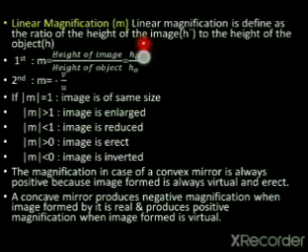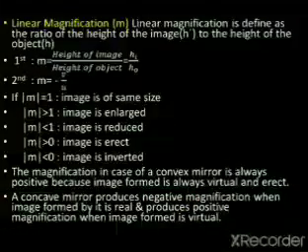If suppose the height of the image is given, and the height of the object you are supposed to find out, then you can use this formula. Again, if image distance is given, so depending upon the given conditions, you will use and alter the formula accordingly. Now, certain things related to magnification might be asked in MCQs.